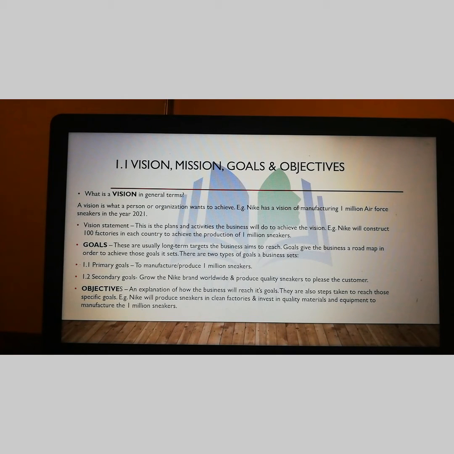Now, what are objectives? Objectives are an explanation of how the business will reach its goals. They are also steps that are taken to reach those specific goals. For example, Nike will produce sneakers in clean factories and invest in quality materials and equipment to manufacture the 1 million sneakers. So it's simple. Vision statement, goals and objectives. They go hand in hand. A vision goes hand in hand with the vision statement, and goals go hand in hand with objectives.